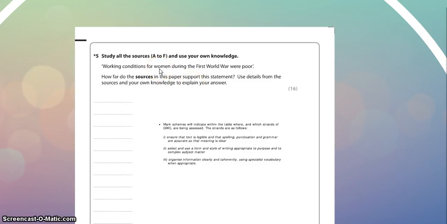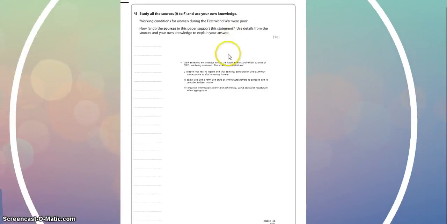Really, it's saying to you, were working conditions good or poor, and do the sources and your own knowledge back this up? So try and scale down the question so as you can actually get it in your mind what it means, and then maybe write that question down somewhere up here so as you know what you're answering, and then keep coming back to that point. Were working conditions really that poor for women? Do the sources and your own knowledge back this up? And keep that in your mind when you keep coming back to revisit the question.